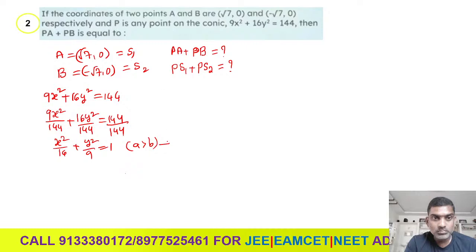A greater than B means what, sir? It's a horizontal ellipse, right? For a horizontal ellipse, PS1 plus PS2 will become 2A. So here 2 times the value of A, which is 4, and 2 times 4 is 8. So PS1 plus PS2 is 8. Clear?